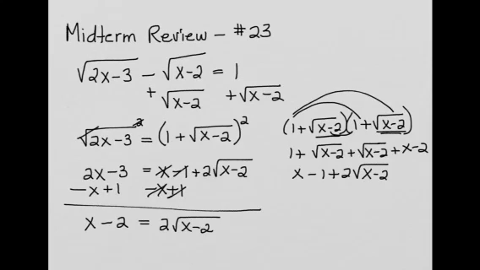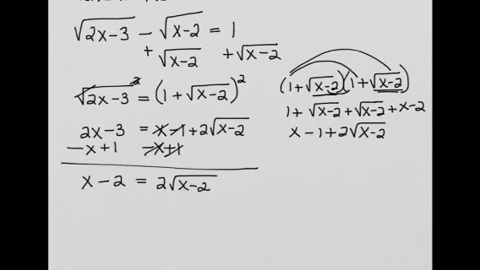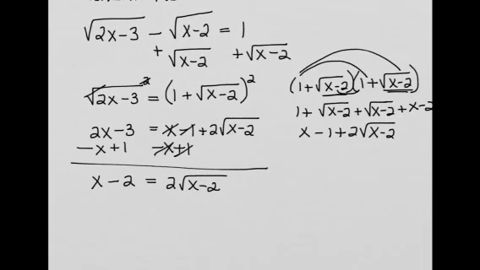Now, at this point, I would get rid of the 2 in front of the radical if it was convenient to do so. But if I tried to divide both sides by 2, then I'll get a fraction on the left-hand side, and I don't want to deal with fractions. So since that's the case, I'm just going to go ahead and square both sides again now. Whenever you have two radicals in a problem, then you're going to have to square both sides twice.